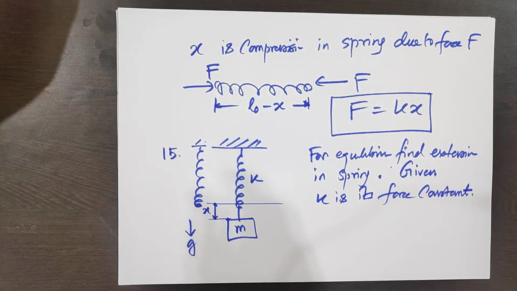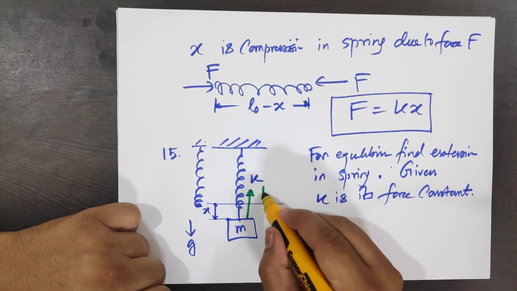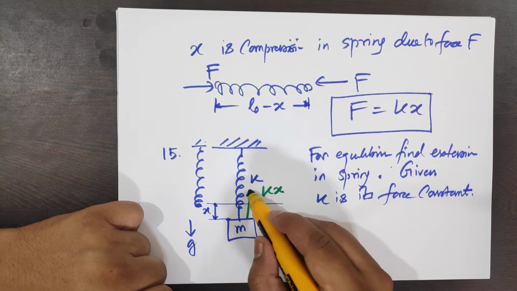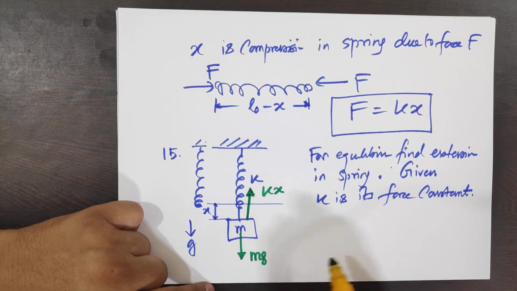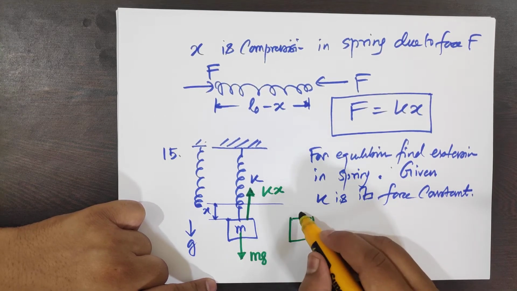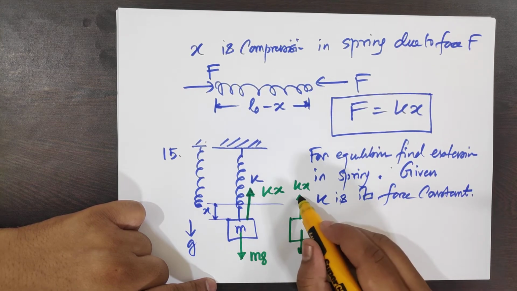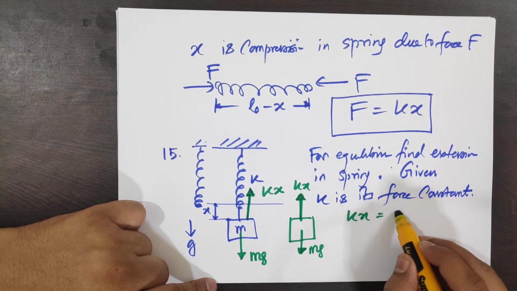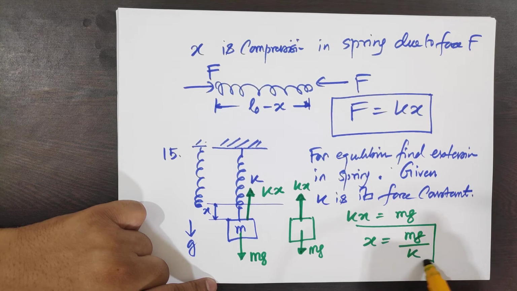So the spring will apply a force kx upward on the block. The block applies kx to the spring to stretch it, so as per Newton's third law, the spring applies this force on the block, and this is the gravity force on the block. If you consider the free body diagram of the block, it is acted upon by two forces, weight and the spring force upward. Due to this, the block is at rest. So kx equals mg, so the extension in the spring is x equal to mg divided by k.